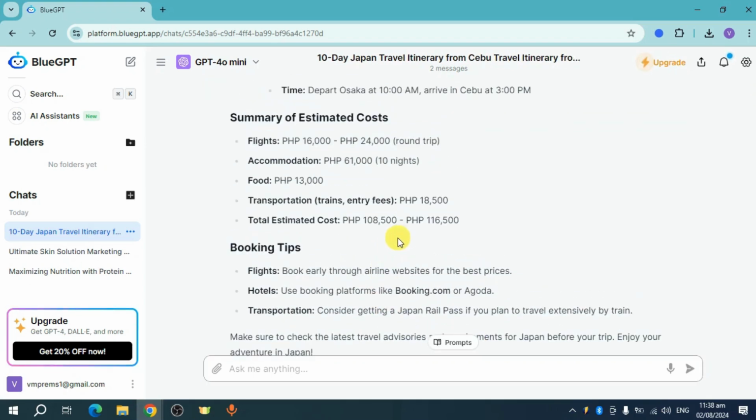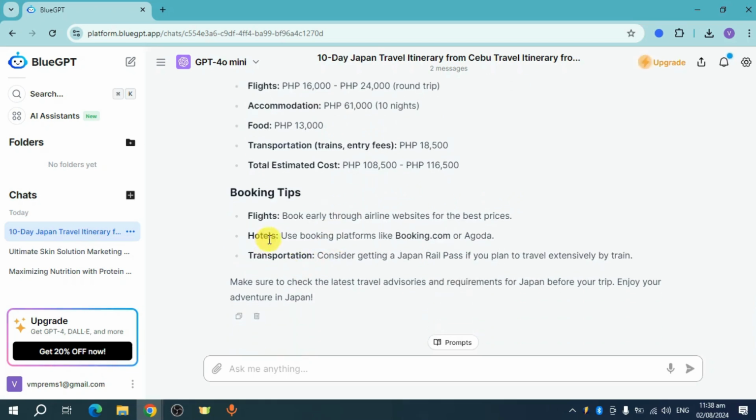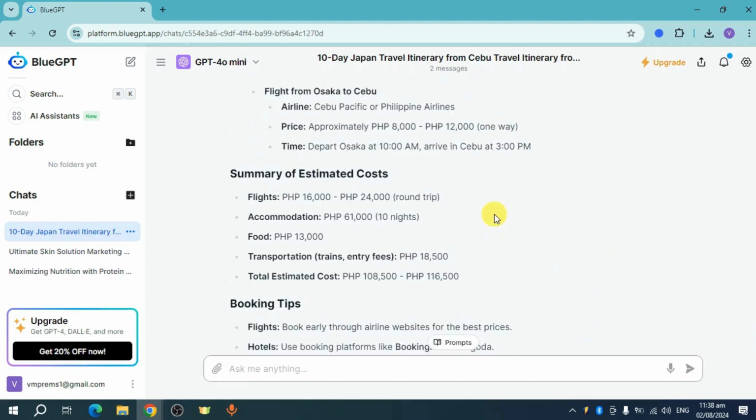They also have some booking tips, estimated cost, accommodation, which is actually good for 10 nights, food, transportation, and we have in here the estimated cost. So in here, they have some tips for book early using booking platforms like booking.com or Agoda. Booking.com is also applicable. And you can also consider getting a Japan Rail Pass or JR Pass if you want to travel extensively by train.